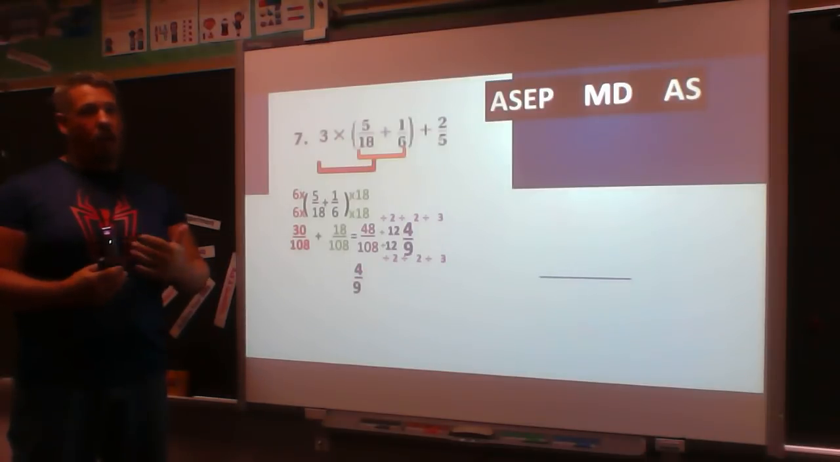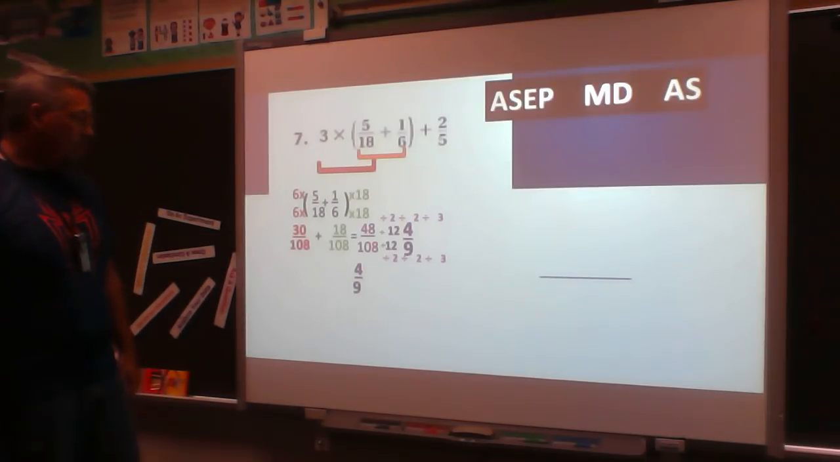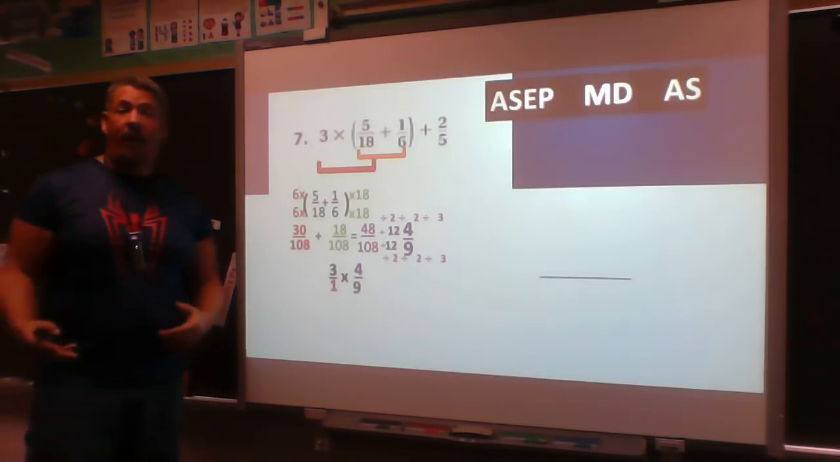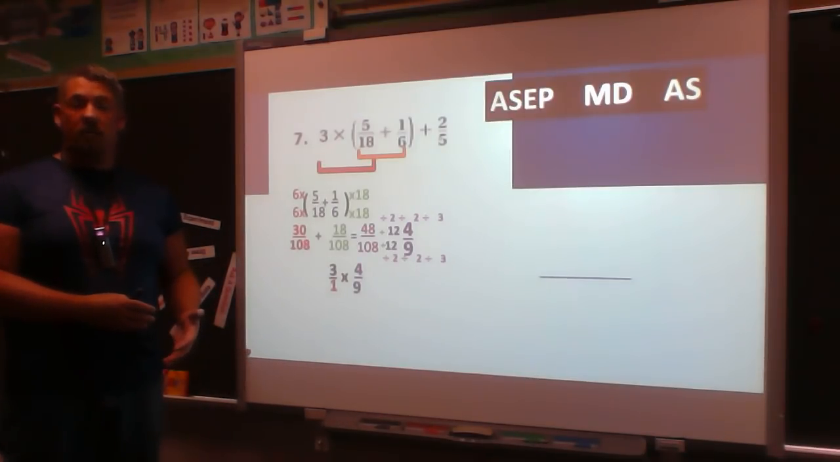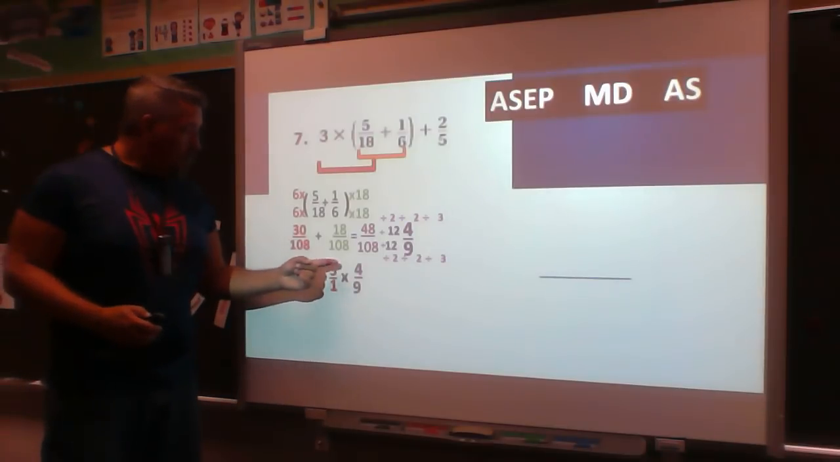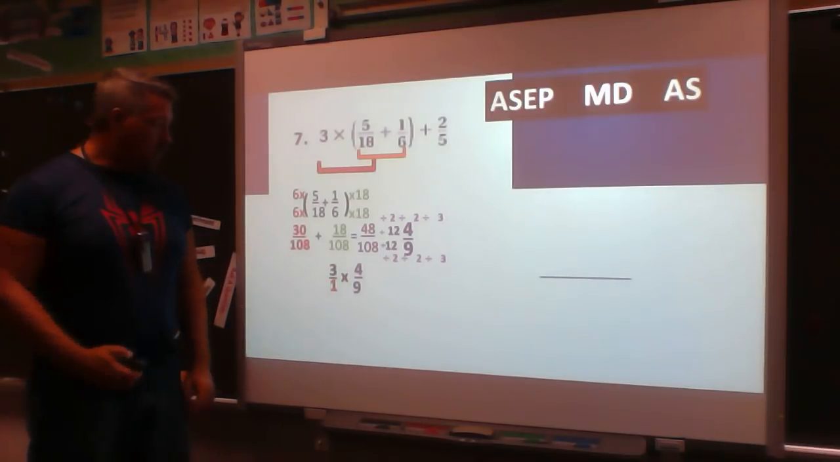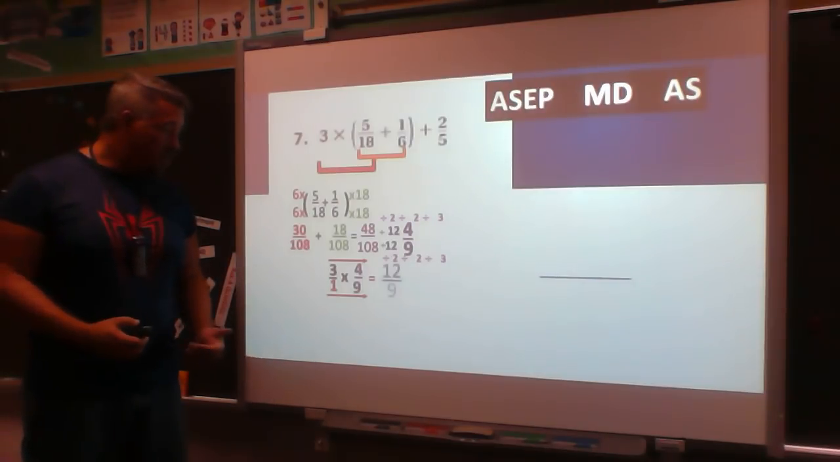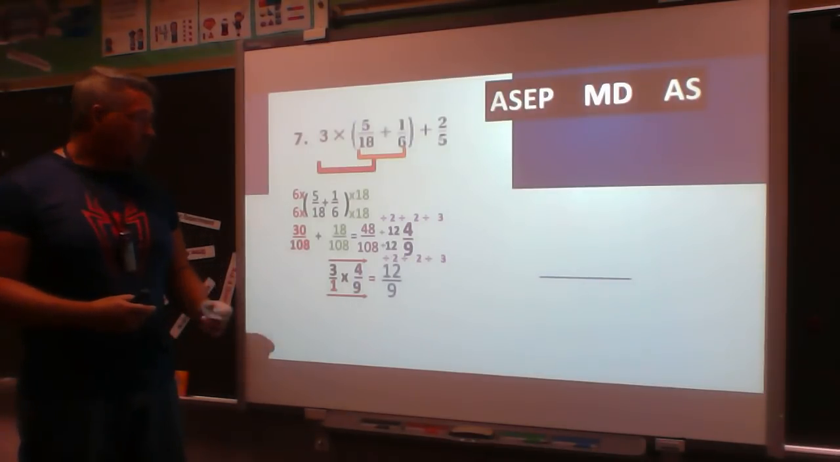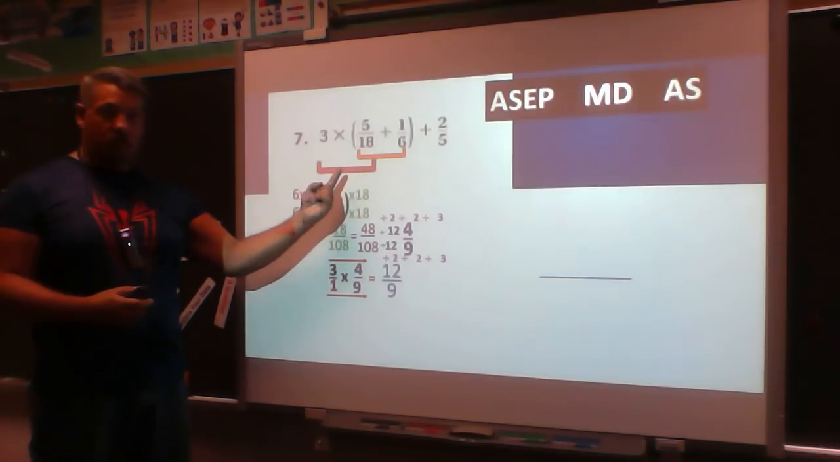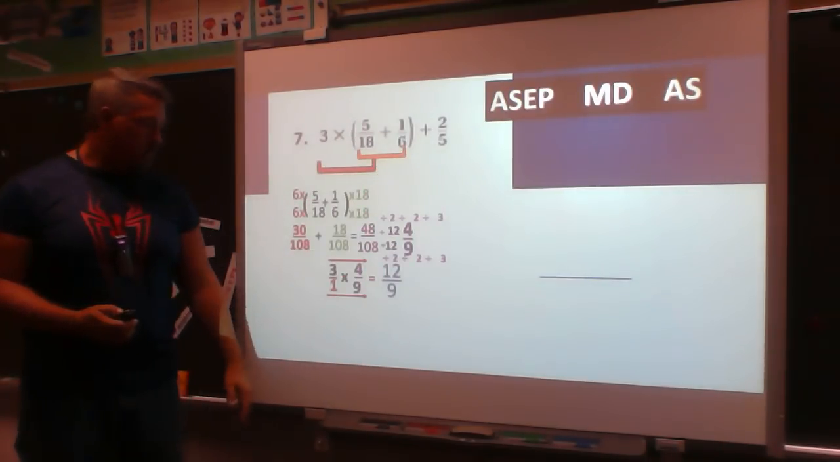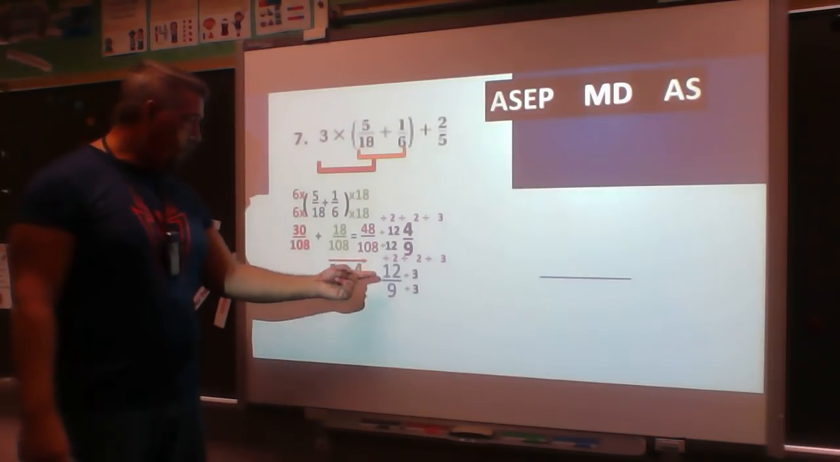Once again, there's a lot of things we're learning in this lesson. So I'm going to put my 3, but I have to put it over 1 so I can indeed multiply my fractions. 3 times 4, because I'm multiplying across, is going to be 12. And 1 times 9, because I'm multiplying across, is going to be 9. All right, so now I found the answer for this. What's left? Now I got to add 2/5.